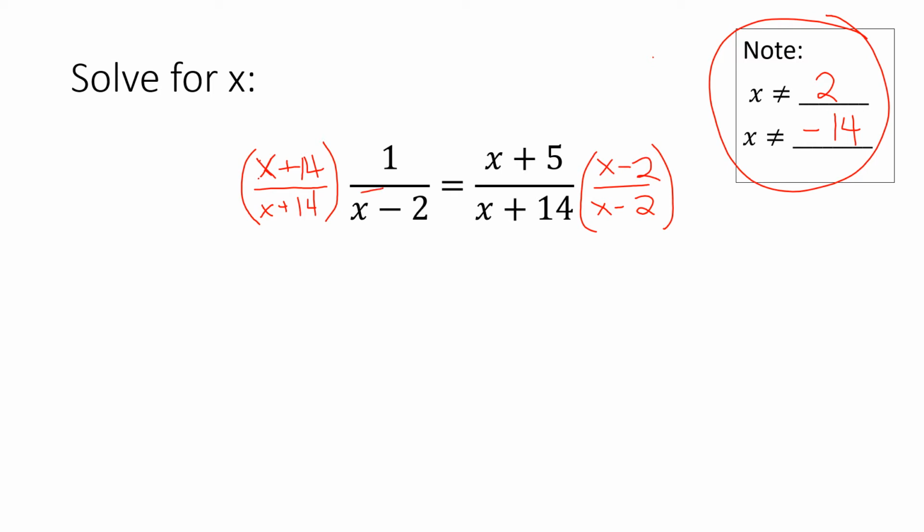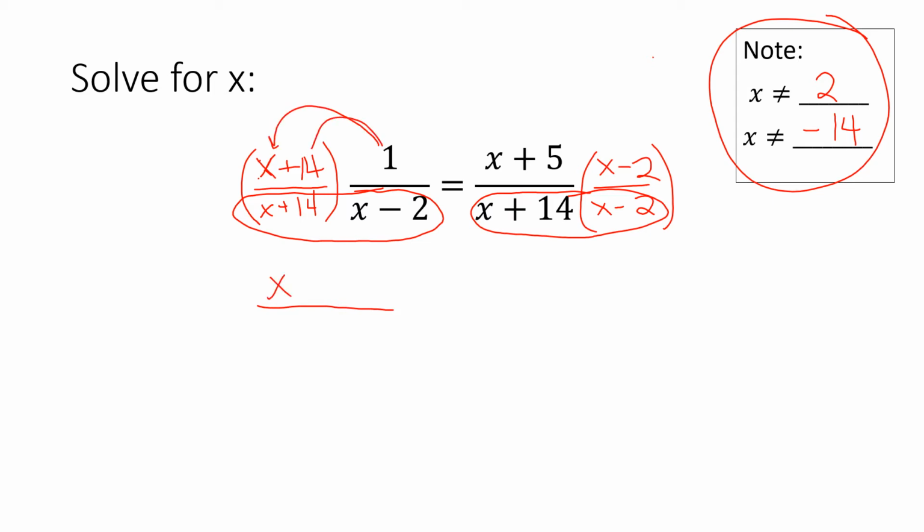Now the left side has an x plus 14 and an x minus 2 on the bottom, and the right side also has an x plus 14 and an x minus 2. So we're going to bring this stuff down. On the left-hand side, we're doing 1 times x is 1x, and 1 times 14 is 14. On the bottom, we've got that common denominator now. We've got x plus 14 times x minus 2.